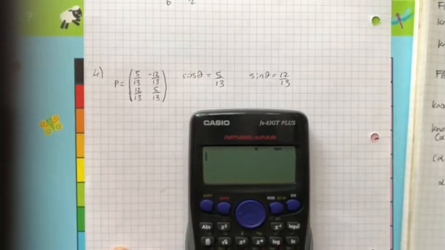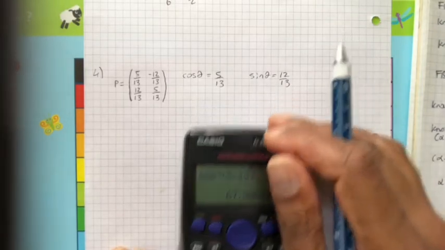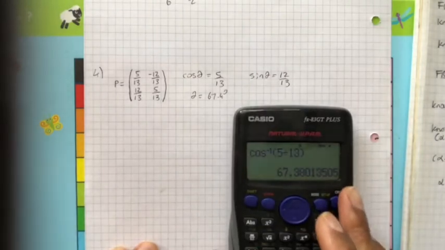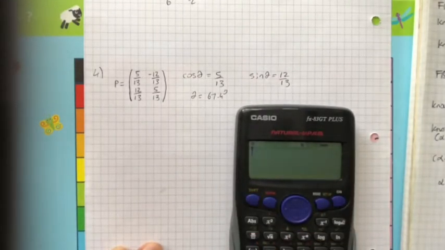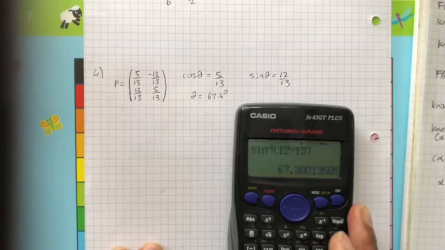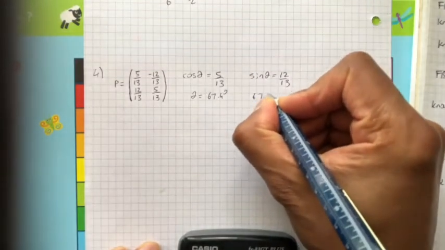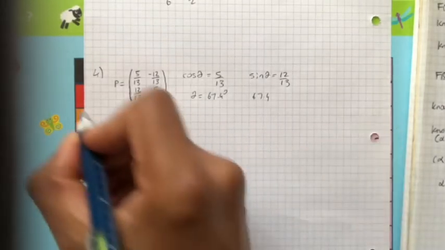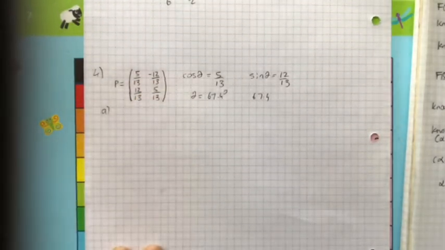So if we take a calculator and do the inverse of 5 over 13, that gives us 67.4. And then similarly, if we do the inverse sine of 12 over 13, again it gives us 67.4. Now that's nice because both of those give exactly the same value, so that will be our answer.